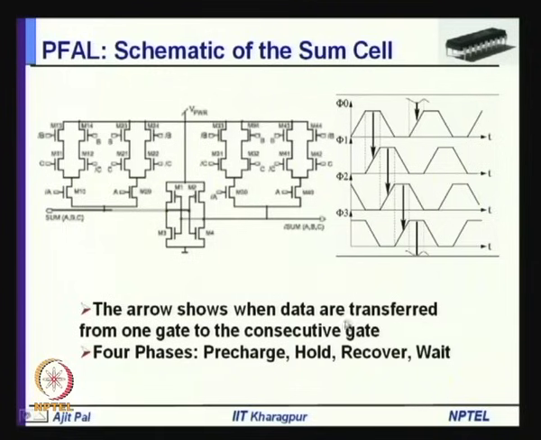The arrow shows when the data is transferred from one gate to the consecutive gates. As I mentioned, during this part it is getting transferred to the next stage, and similarly in this part it is getting transferred to the next stage. So, by using this kind of 4 phase circuit, you can realize pipelined implementation of p-fall logic circuits. So, 4 phases will be driving the 4 pipeline stages.